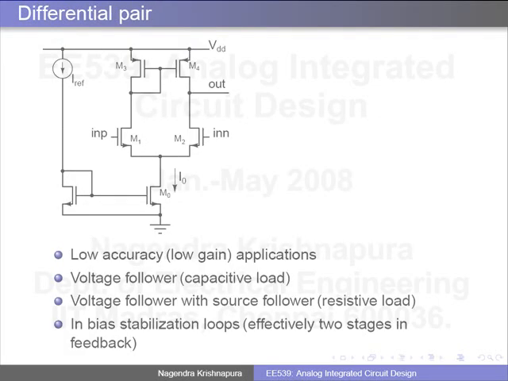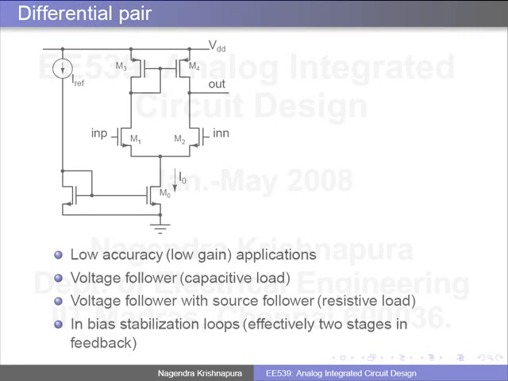So where to use the differential pair? DC gain is very low, especially as the voltages are shrinking. In low voltage technologies, gm by gds is not very high, so you only get very low gains from a single stage. You can connect the output to the negative input and make a voltage follower for a capacitive load. Or you can connect a source follower here and connect it back to this and make a somewhat reasonable voltage follower even for resistive loads.